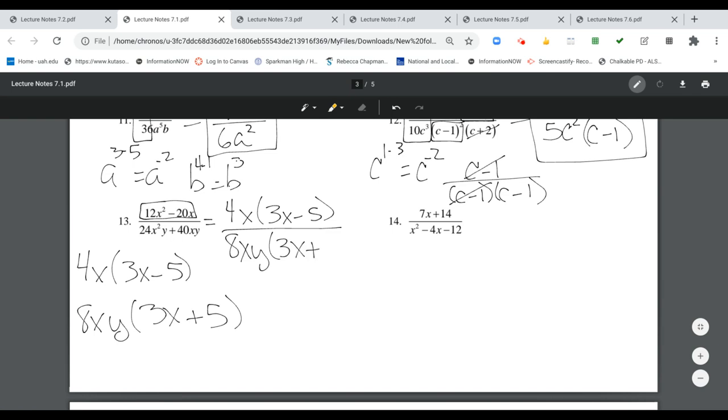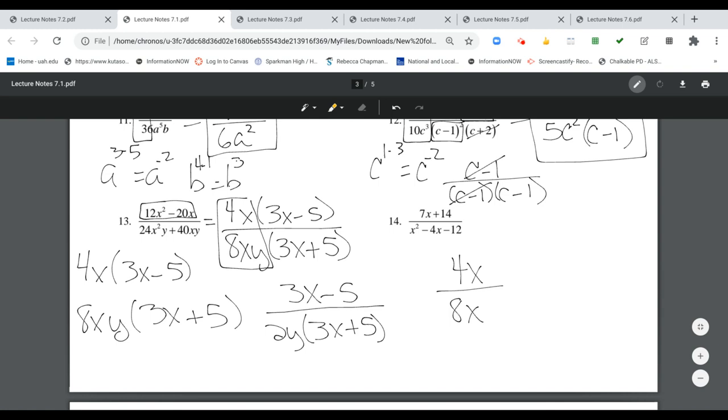Now, 3x plus 5 and 3x minus 5 cannot cancel because they are not exactly the same. So I look to the front. Monomial 4x over 8x does reduce. So I end up with 3x minus 5 over 2y and 3x plus 5. Now, I'm looking at 4x over 8xy. The x's will cancel. That becomes a 1. That becomes a 2. So 2y in the denominator. That's where the 2y comes from.